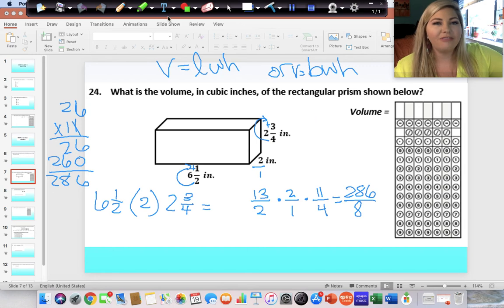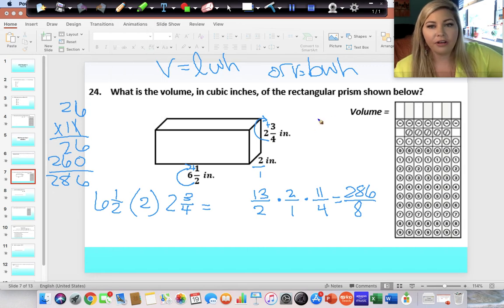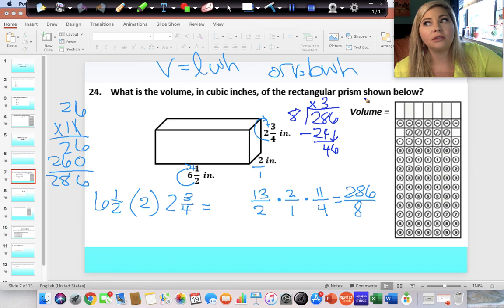I would start reducing this by dividing, and let me change to a different color. Put the top number in the house and divide it by your denominator. 8 cannot go into 2, but it can go into 28 3 times. 3 times 8 is 24. Subtract and we get 4. Bring down our 6. 8 goes into 46 5 times. 5 times 8 is 40. And then we have 6 left over.